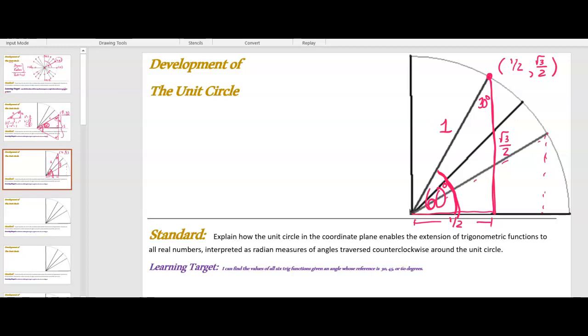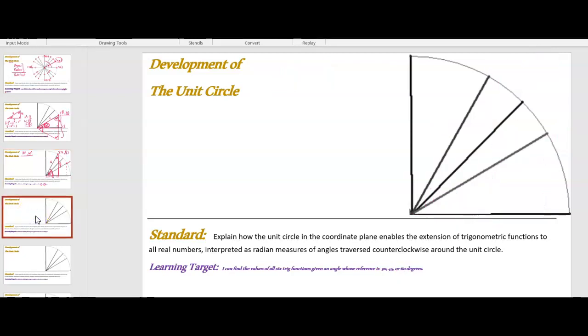So we've already found this point, and we've already found this point. And just to give you a heads up, any angle that references 30 degrees or 60 degrees, whatever that means, is going to involve 1/2 and root 3/2 over and over, and you're going to see that. Okay, so we now have one point in the first quadrant, a second point in the first quadrant.